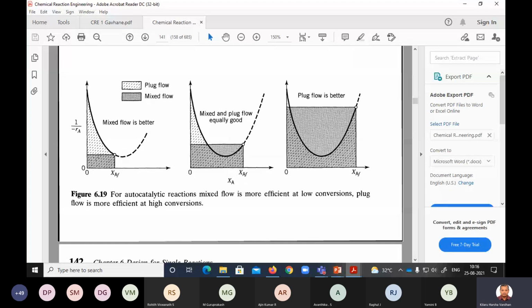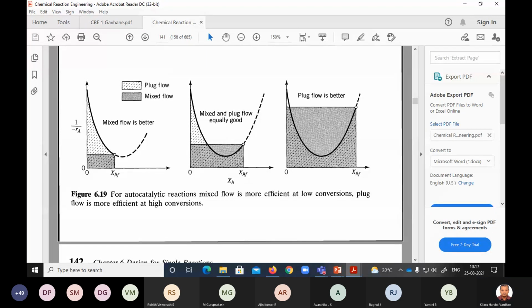If you use the mixed reactor volume this much and the plug flow reactor volume this much, the conversion will be the same. So earlier itself I told you my best combination will be the one with less volume. So if I want a conversion here, generally I go for a mixed reactor rather than a plug flow reactor. Again, it is not always true. For the same curve, I want a conversion here. Then what is better? If I use a plug flow reactor, this will be my entire volume.